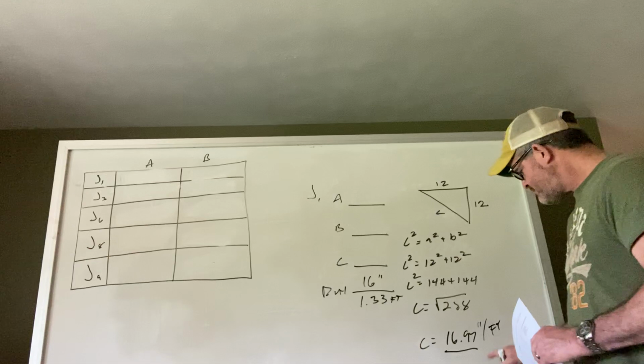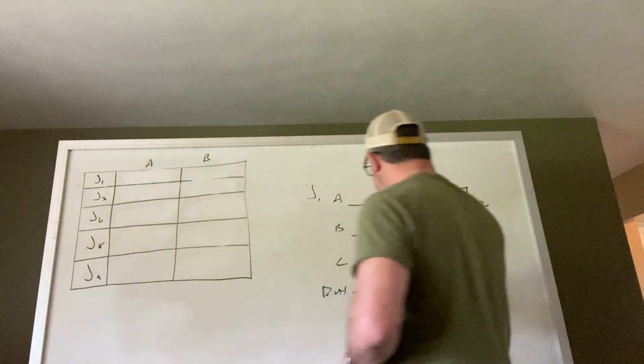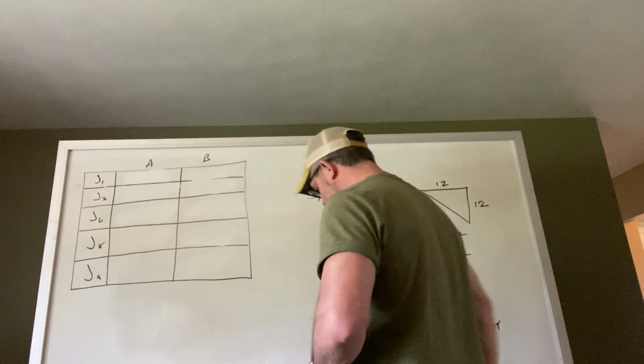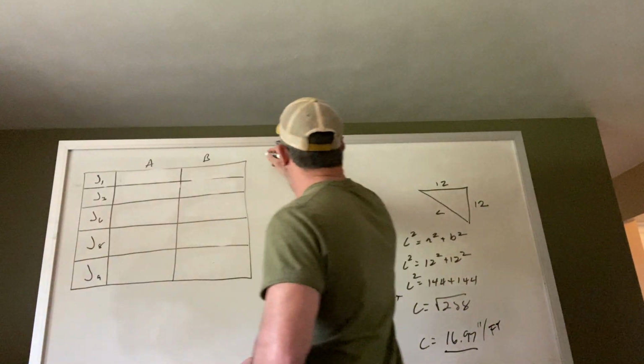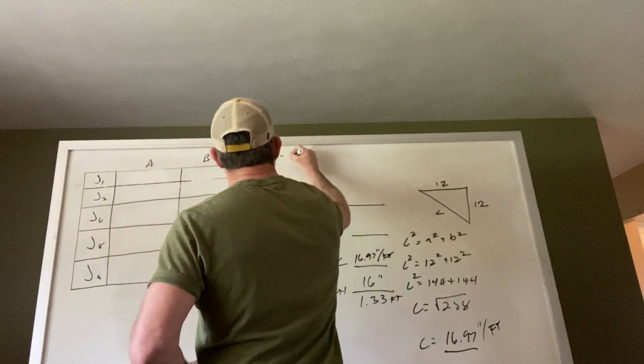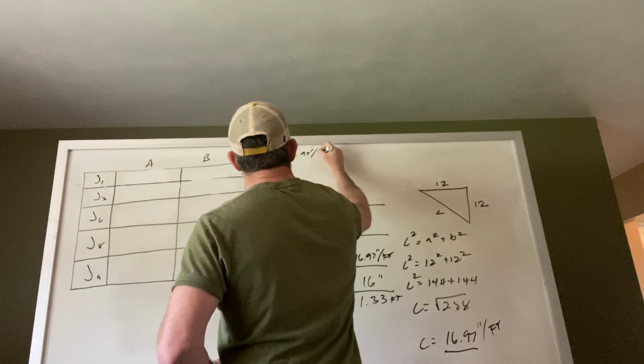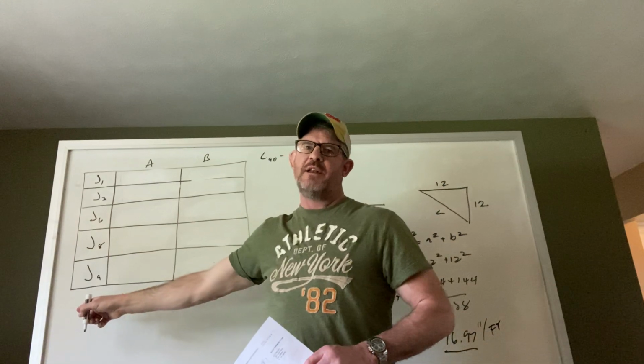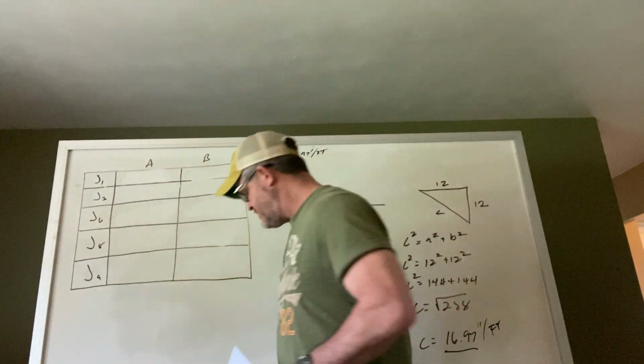So again, understanding that geometry, 16.97 inches per foot. First off, I don't ever have to solve for that again. 16.97 inches per foot for this 12-12 pitch. And I won't have to solve for my C at 45 degrees anyways, because we have all jacks.